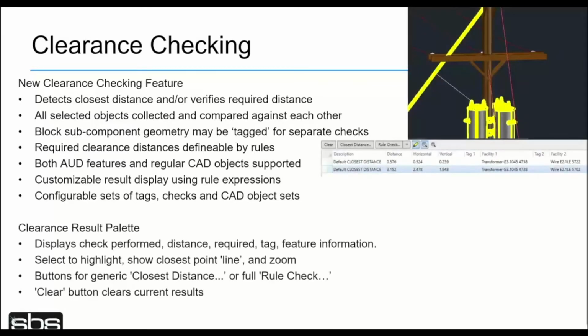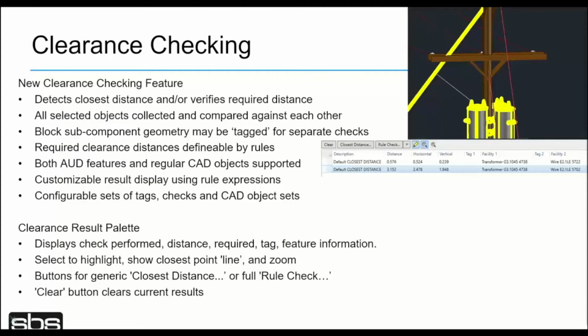So when it runs these clearance checks, it will display the results in a new result palette. And this allows for browsing through the results, highlighting, showing the closest distance line that's found between them, and also information that can be customized for display. So instead of just showing the standard identifier, this can also be customized to show specific information relevant to that clearance check. It will display both the horizontal and vertical components of that closest distance portion.